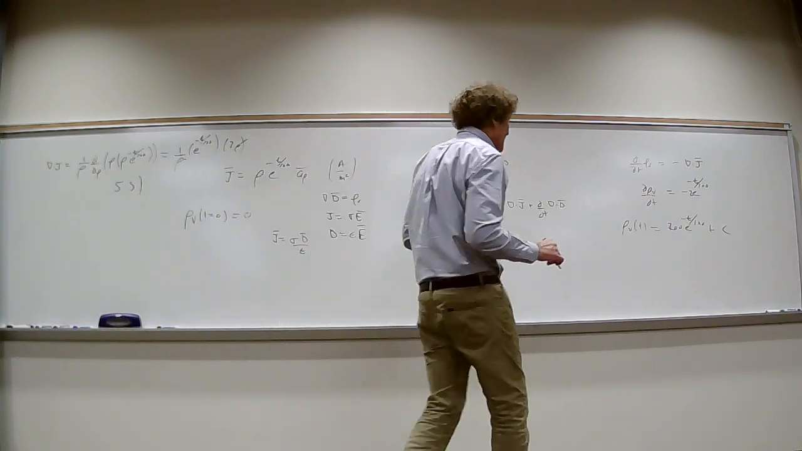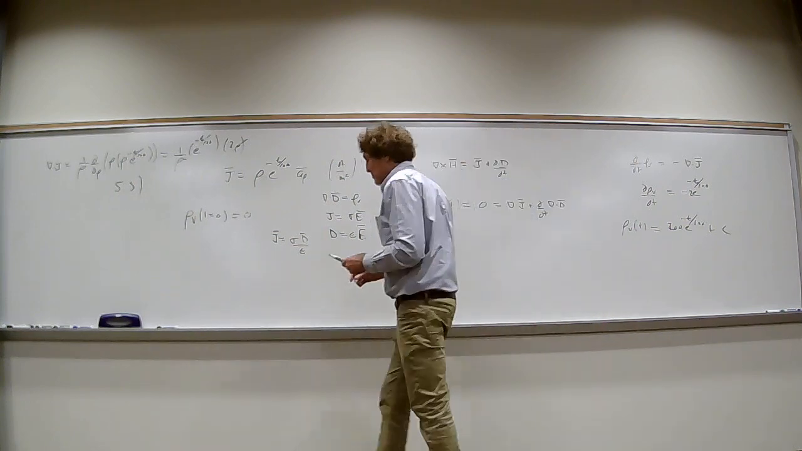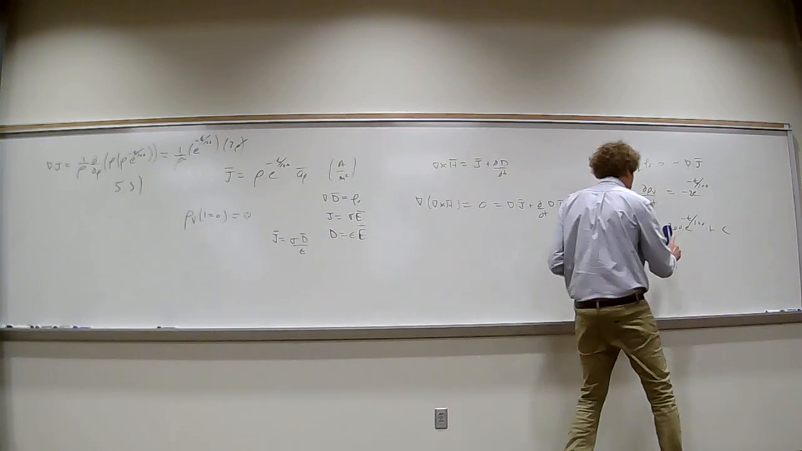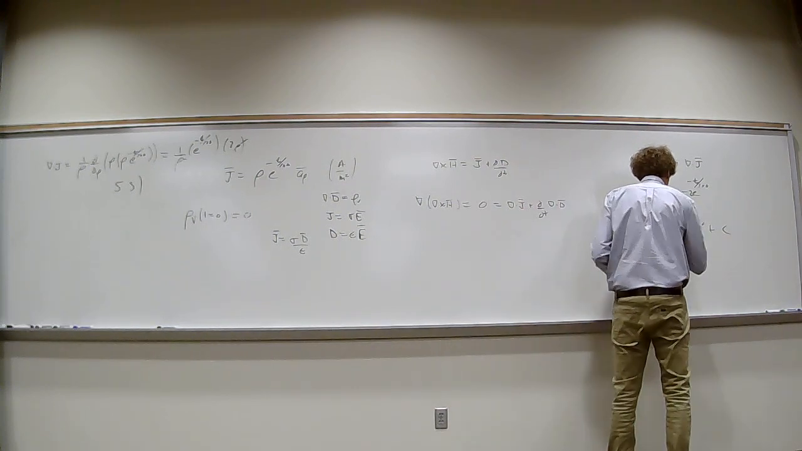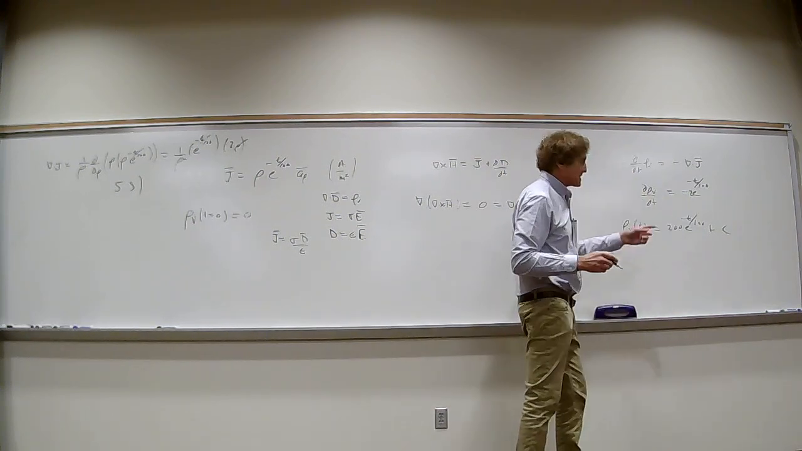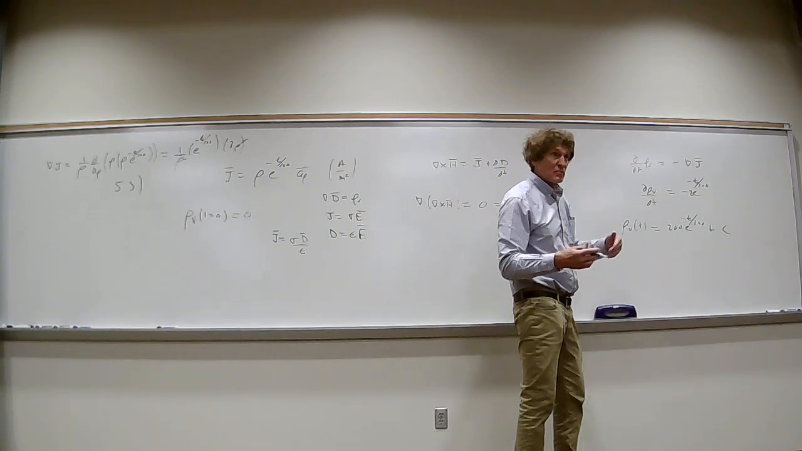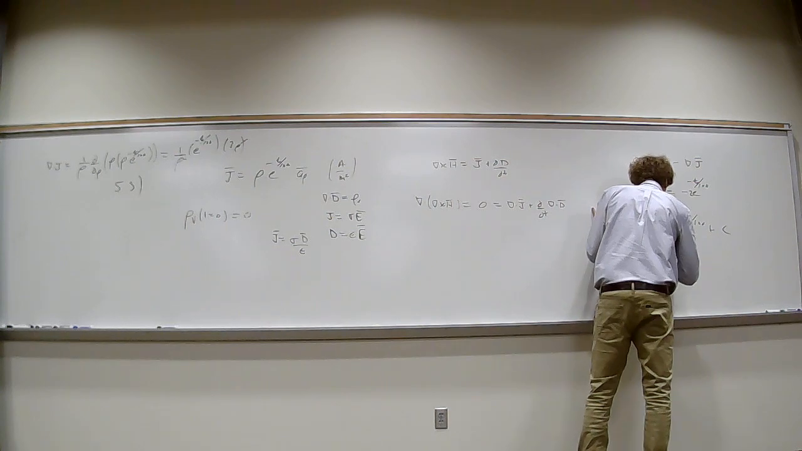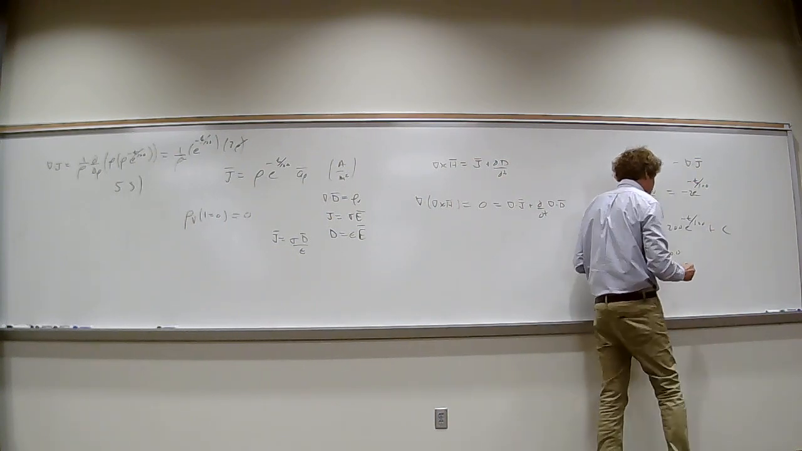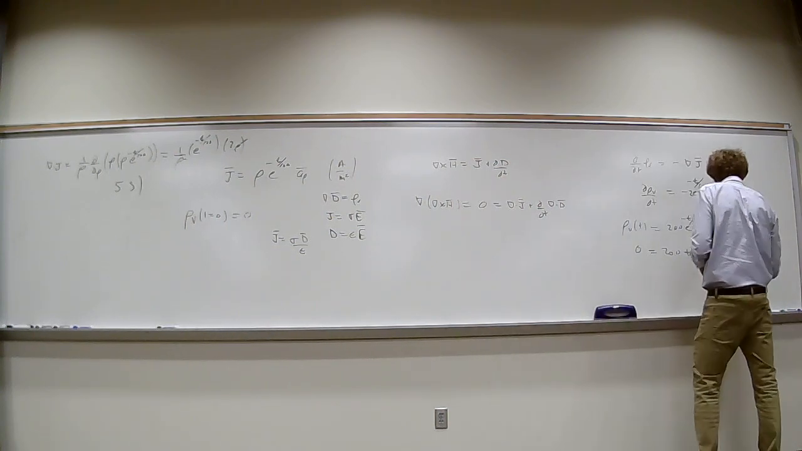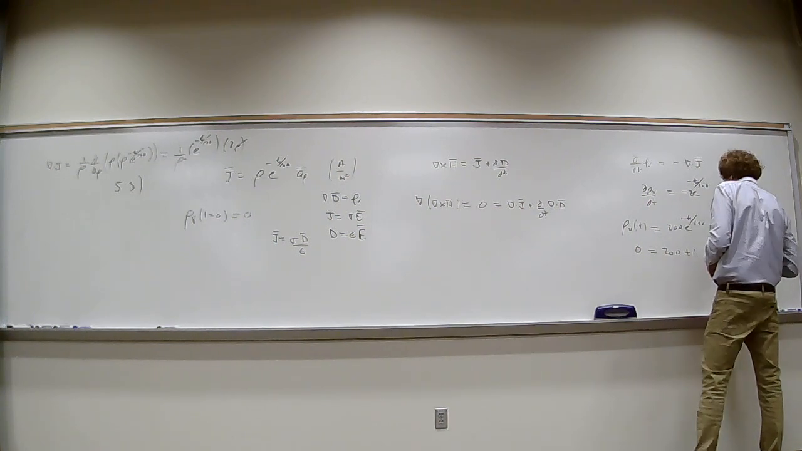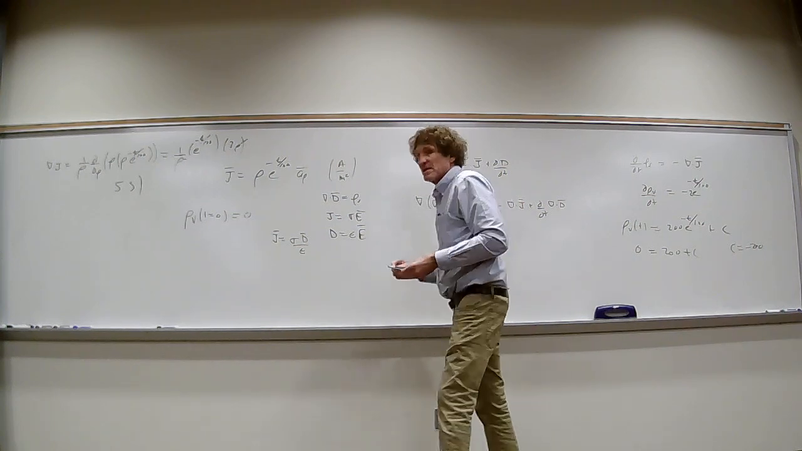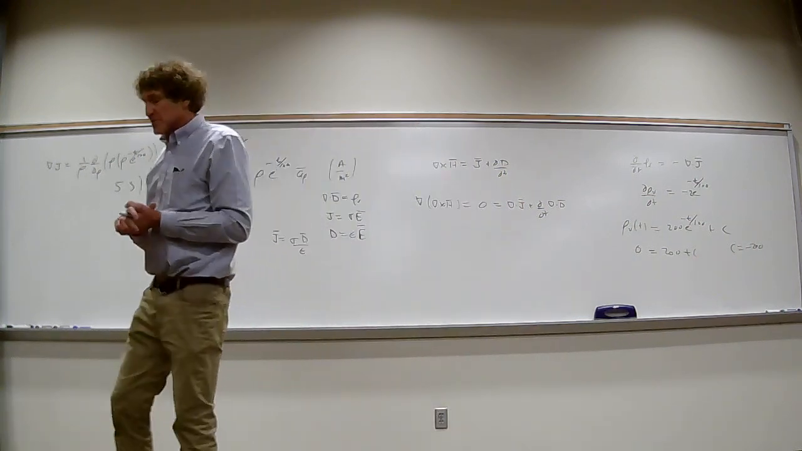So what do we do? Now we evaluate c at t equals 0. At t equals 0, it is 0. So we have 0 on this side equals 200, because e to the 0 is 1, plus c, or c itself is equal to minus 200. I want to make sure you see these steps. Is everybody with me on this?